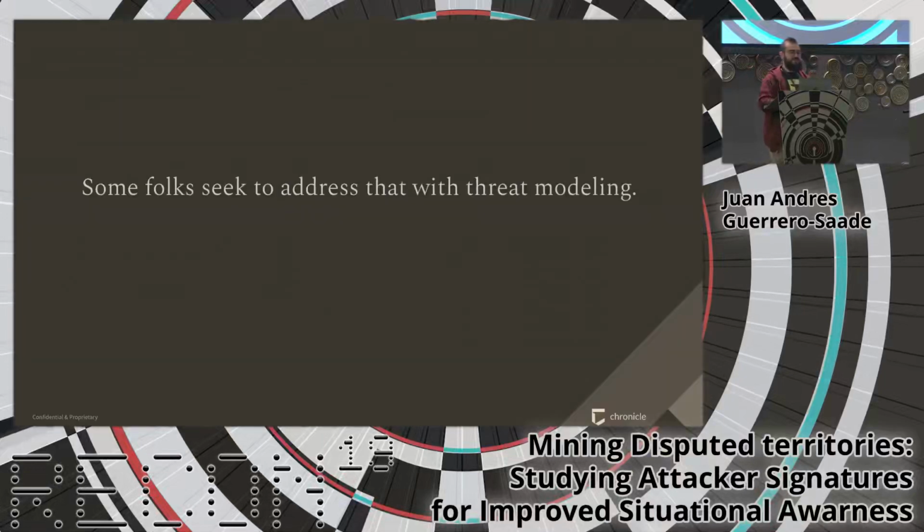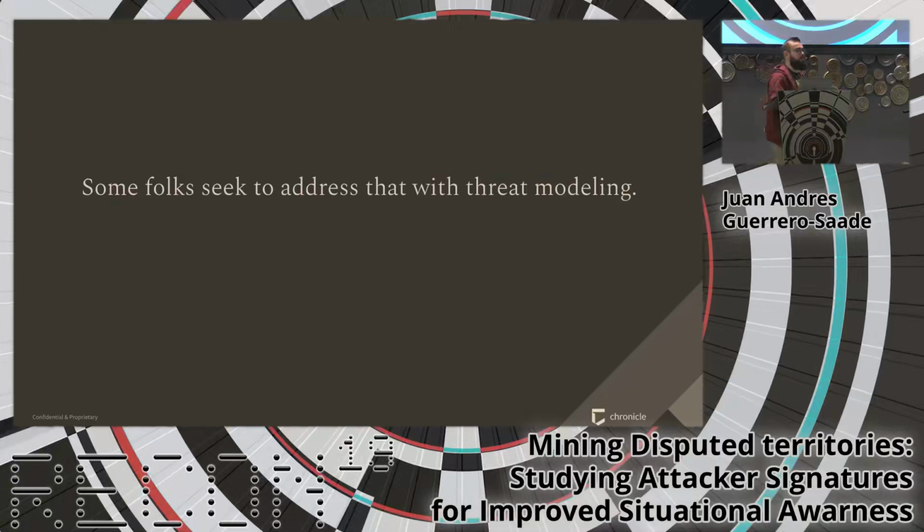So some folks will seek to address this with something they call threat modeling. If you're on Twitter for long enough, they're just like, well, just threat model. That's like the imaginary version of threat intelligence. You sit down one day by yourself and you're like, who could possibly target us? People can't possibly think about all the possible permutations and dynamics that happen.